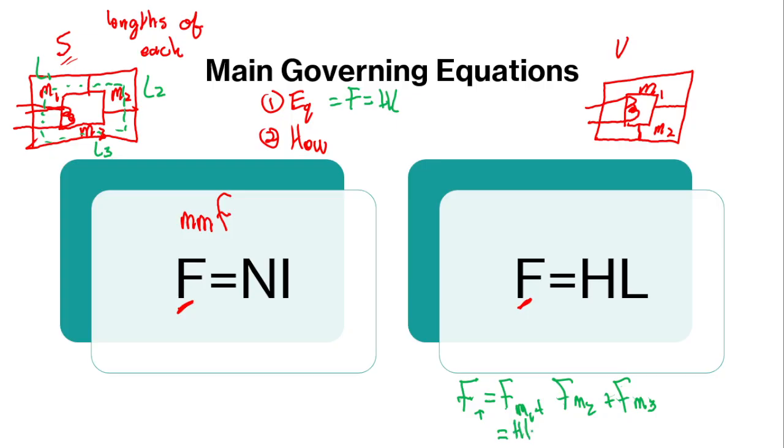H1L1 plus H2L2 plus H3L3. This whole thing here will basically equal N times I, because F is Ni. So this total MMF you have here comes from the number of turns multiplied by the current connected to it. So if they wanted you to calculate the current, or the question says calculate the current, you have to do it separately, then divide by the number of turns, and you'll get I, right?